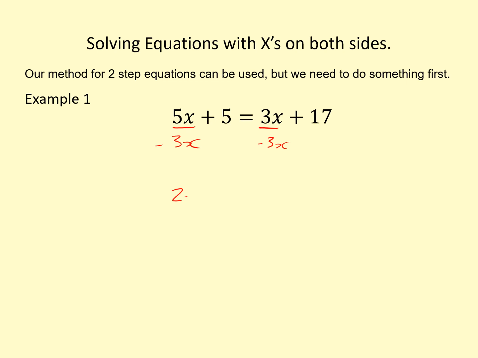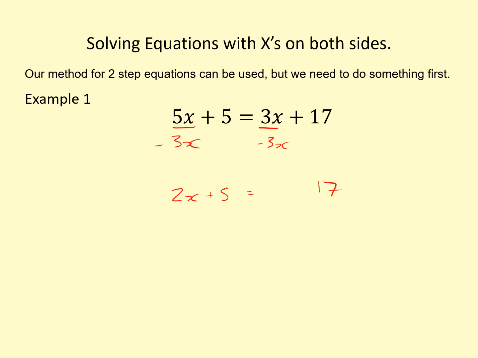So that leaves me with 2x on the left-hand side. Not done anything with the 5, so that stays where it is. The 3x is now gone. I've taken that away. But I've still got that plus 17, or just 17. It's now a two-step equation, exactly the same as it was before.